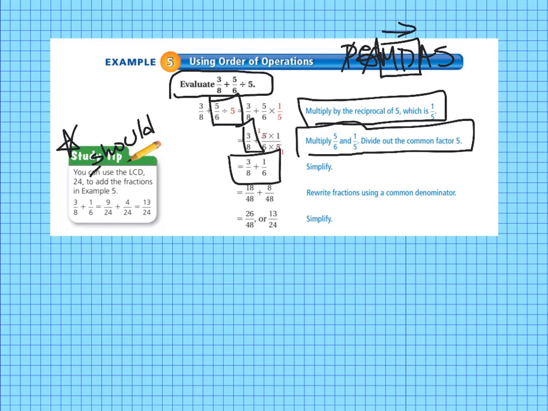If you did that, you would have 9/24 plus 4/24, and that equals 13/24. So you skip this whole step because you've used the least common denominator, and then you don't have to simplify.